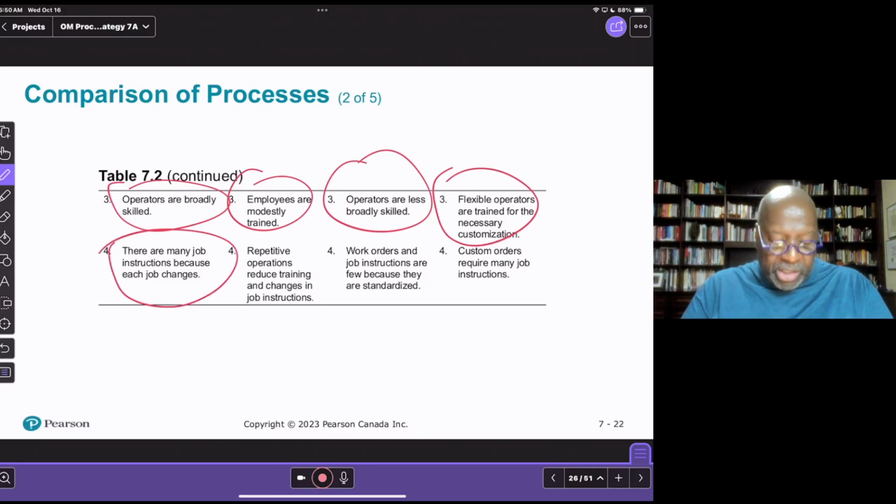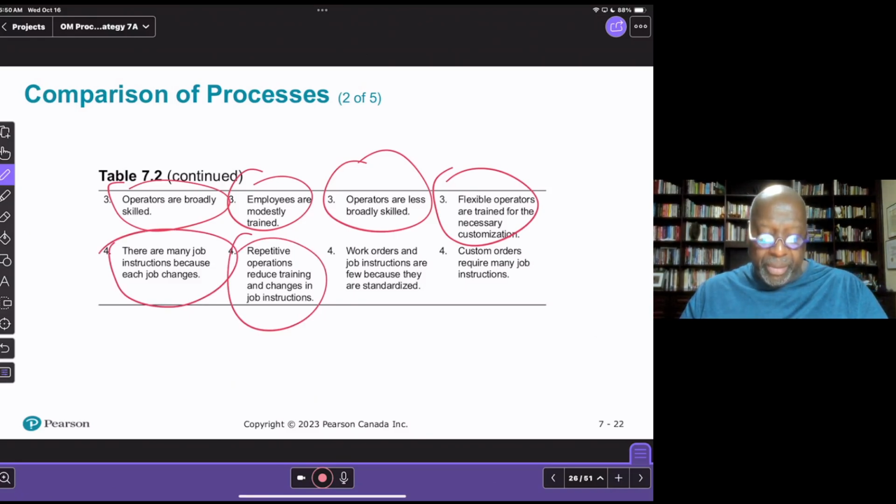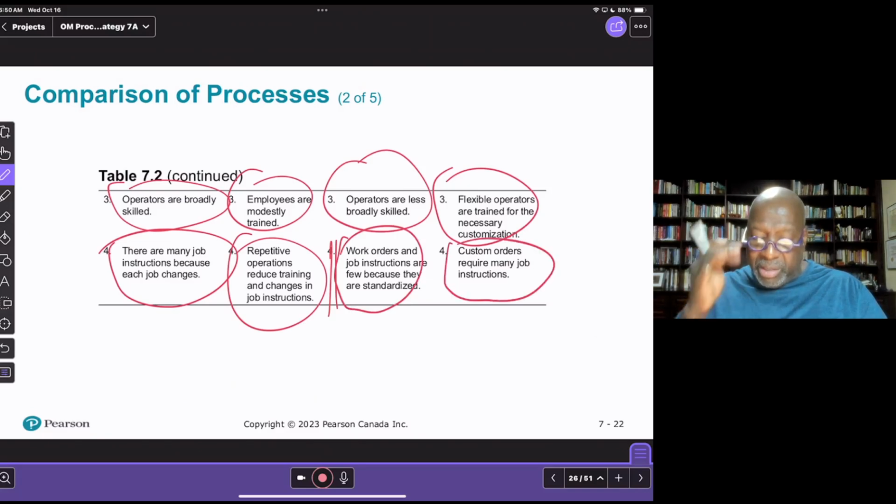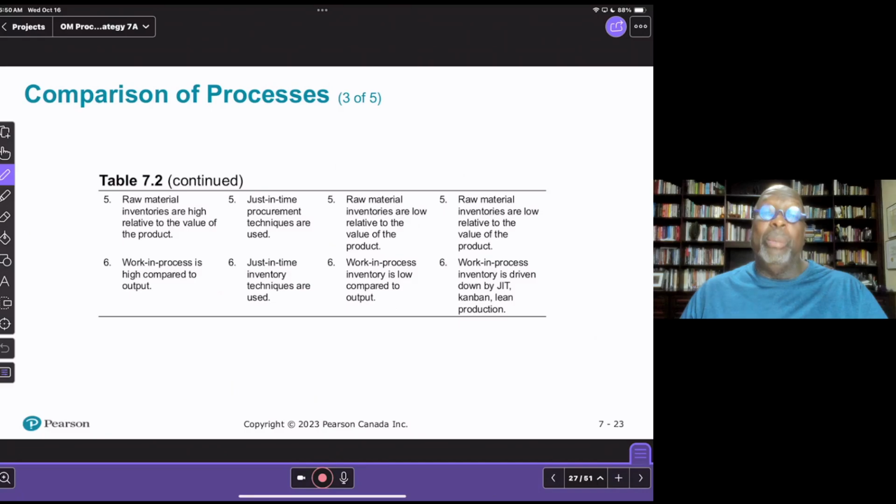There are many job instructions based on the different types of processes. Repetitive focus reduces the training and changes in job instructions. So there is some training that's necessary, but because of less variety and standardization, you don't have as much training that you have to do in that case. Job instructions are fewer in this case because the product is highly standardized. Custom orders will require many job instructions. So for each type of order, you will have an appropriate type of job instruction.